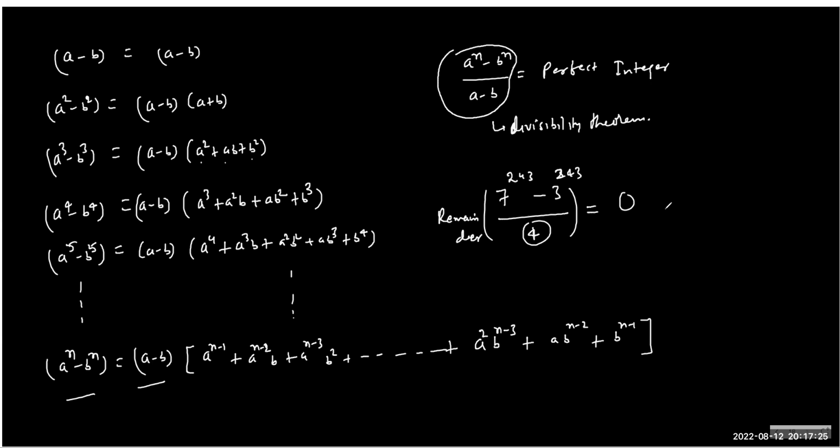And if I ask you, find the remainder of 7 power 2023 minus 3 power 2023 plus 1 divided by 4. What is the remainder? 1. Yes, 1. This part is divisible, 1 is not. So 1 is the remainder, which is less than 4, isn't it? Yes, sir. But if I write 6 here, then what is the remainder? 2. Very good.